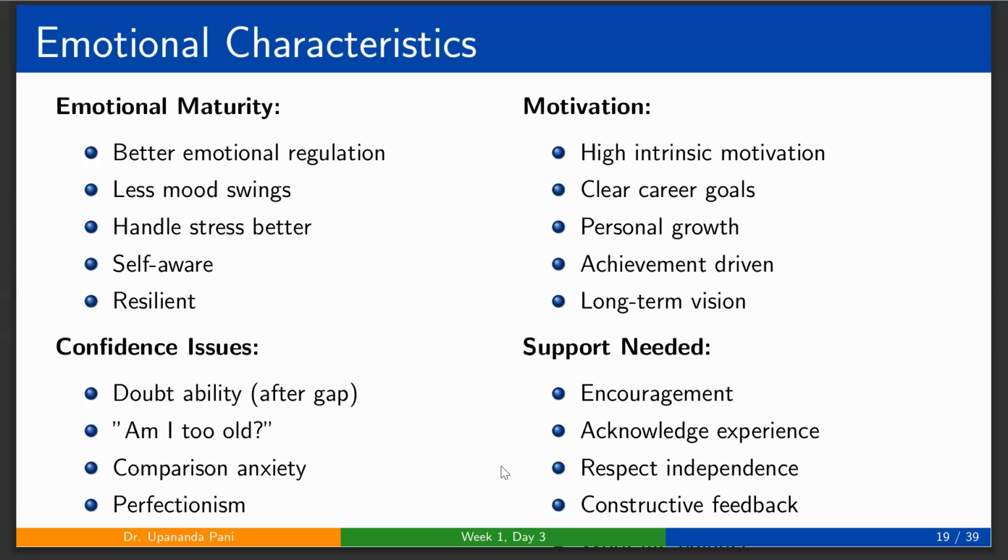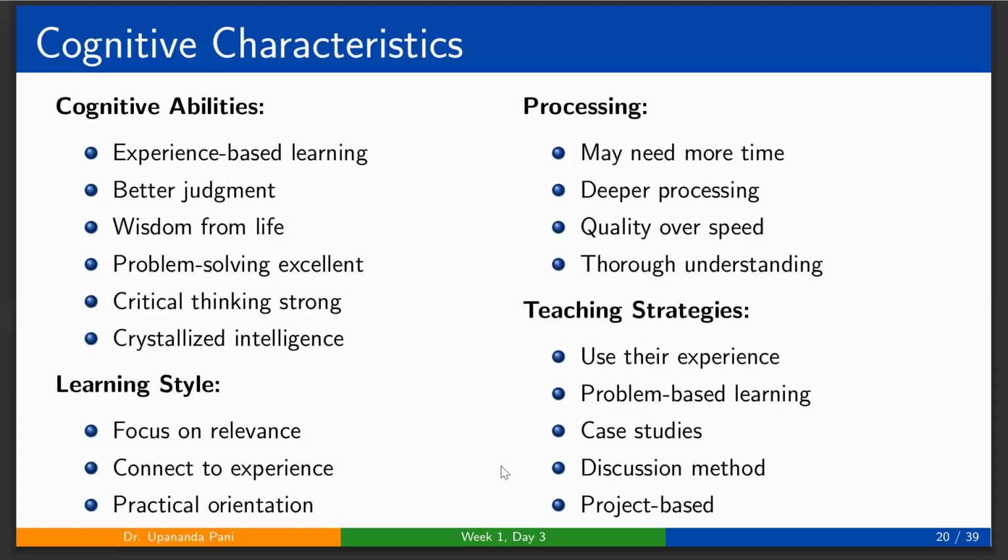Similarly, for emotional characteristics, adult learners have emotional maturity and better emotional regulation, less mood swings, they handle stress better, and they are self-aware and resilient. They have a high level of motivation, clear career goals, personal growth, achievement drive, long-term vision. But there are confidence issues: they doubt their ability, thinking am I too old, comparison anxiety, perfectionism. They need support, that is encouragement, acknowledgment of experience, respect for independence. They also need constructive feedback.